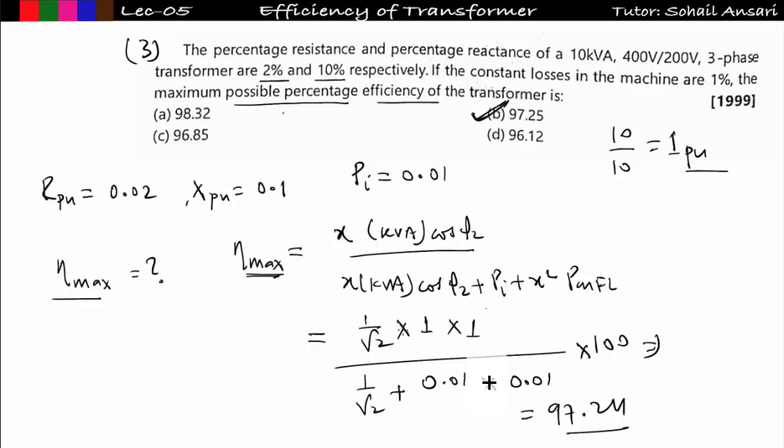In this way you can approach any kind of problem related to efficiency of transformer. Only you have to keep in mind the formula of efficiency that I have shown to you, that is equal to x into kVA cos phi 2 by x into kVA cos phi 2 plus Pi plus x square PCU full load. This formula you have to keep in mind. If you know this much, then you can easily solve each and every problem related to efficiency of transformer. You can also go through V2I2 cos phi 2 by V2I2 cos phi 2 plus Pi plus PCU. That is also correct. I manipulate that formula in terms of kVA, because generally in any kind of problem they will give you the kVA rating, so it becomes easy for you to find efficiency by using this formula.